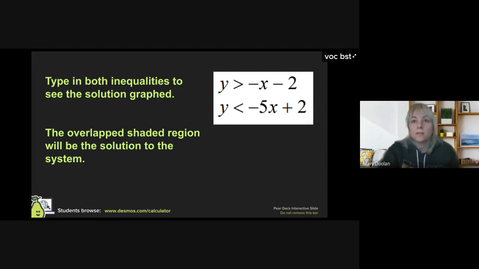Okay, so I have 1, 2, 3, 4, 5, 6 of you that have already done this perfectly. And so the 6 of you that haven't done, you want to look at that purple area because Desmos has used one inequality as blue and one inequality as red on this slide. And so the purple area represents the solution to the system. Any point in that purple area is the solution to your system.